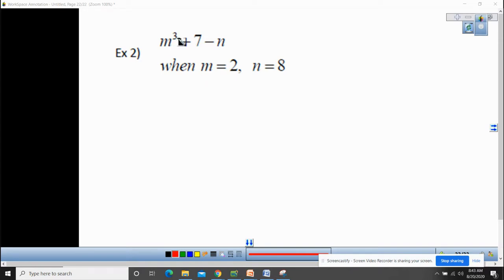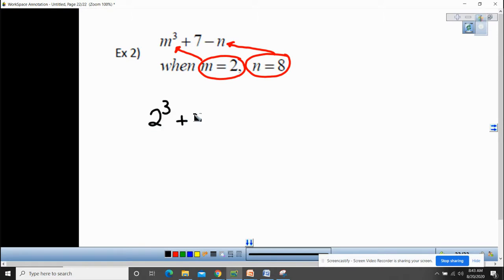Evaluate m to the third power plus 7 minus n. So we have to plug it in. So wherever you see an m, you're going to write the 2. Wherever you see the n, you're going to write the 8. So I'm now going to plug it in. It's going to become 2 to the third plus 7, because I put a 2 right here, minus, and then the 8's going to go in.